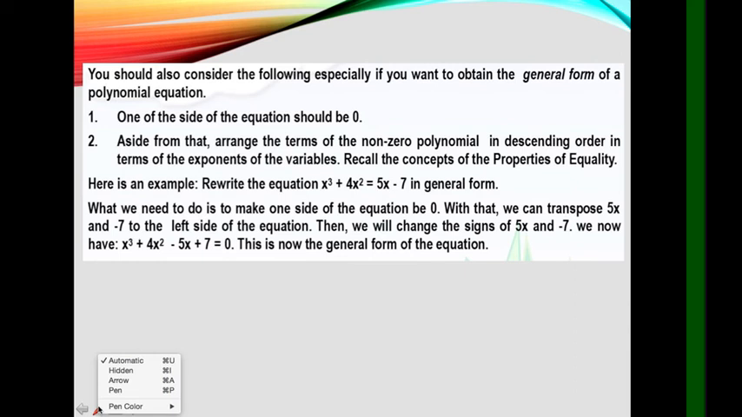Kumbaga, ang gagawin lang natin is that we will just transpose this one. And when we transpose, we change the sign. So this positive 5x becomes negative 5x. This negative 7 becomes 7, and it should be equal to 0. That is the general form of the equation.